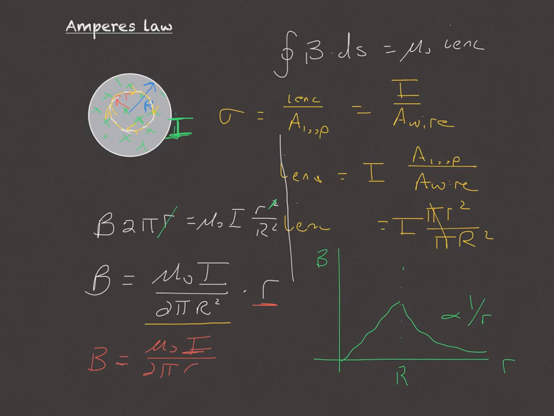So those ones aren't too bad. We are going to look at one where we have a non-uniform charge distribution in the wire, and it's a little tougher because we have to do an integration just to figure out the current enclosed. So you'll see that in the next video.